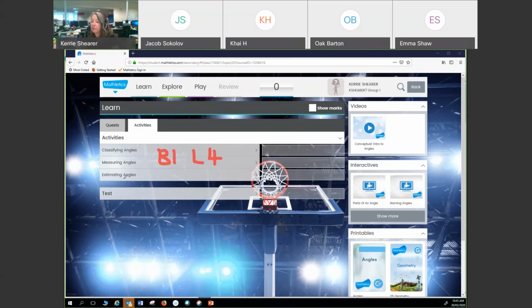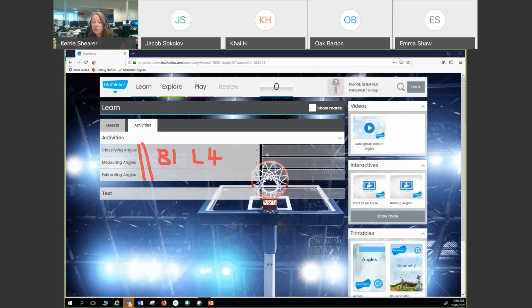So your tasks from today are to watch the 2 videos, to complete the worksheet and show me that you can measure an angle, and to complete these 3 activities. B1 because we're in Module B, Week 1, looking at Lesson 4, and it's only these 3 that I want you to do. I'll know when you've done them. I'll get onto Mathletics and look at your ones from last week as well.